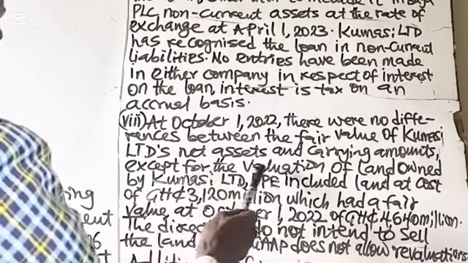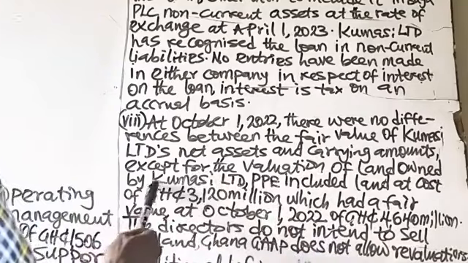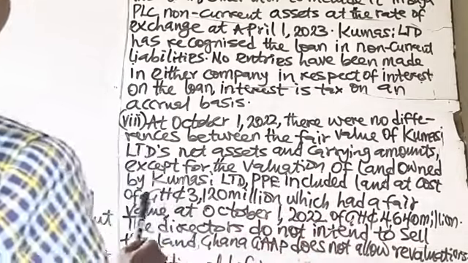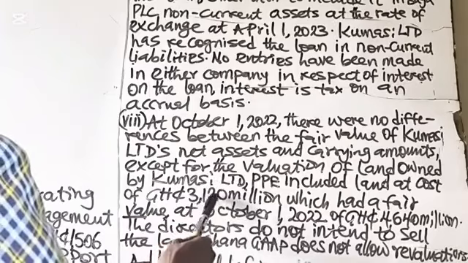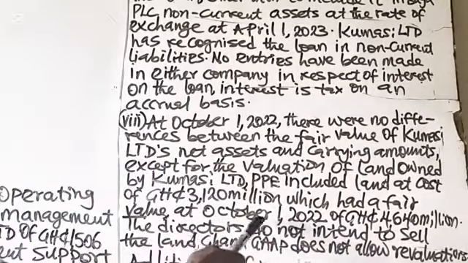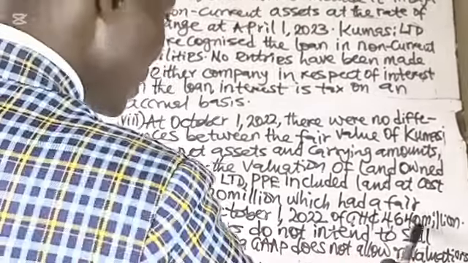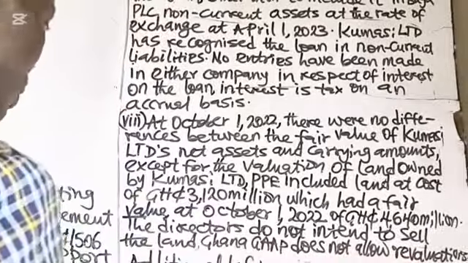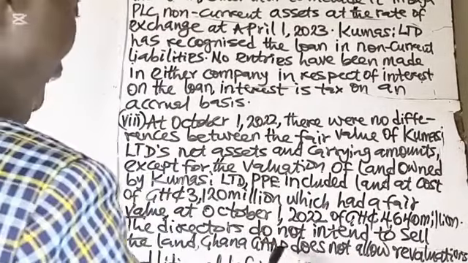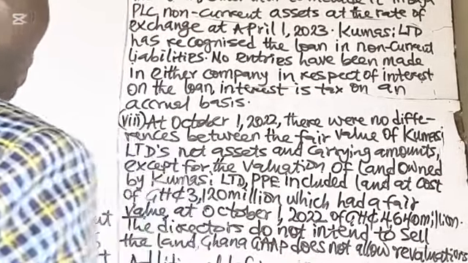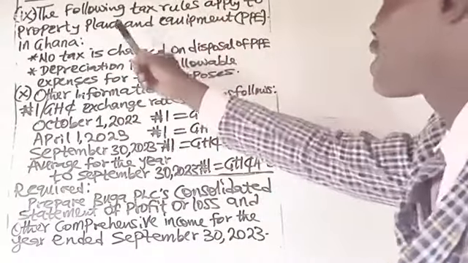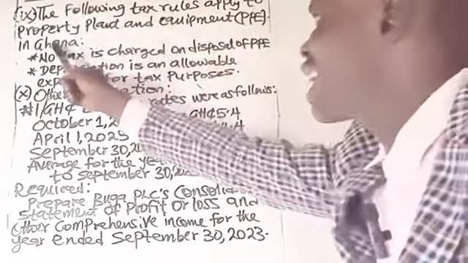Note 8. At October 1st, 2022, there were no differences between the fair value of Kumasi Limited's net assets and carrying amounts, except for the valuation of land owned by Kumasi Limited. PPE included land at cost of 3.12 billion Ghana cedis, which had a fair value at October 1st, 2022 of 4.64 billion Ghana cedis. The directors do not intend to sell the land. Ghana GAAP does not allow revaluations.